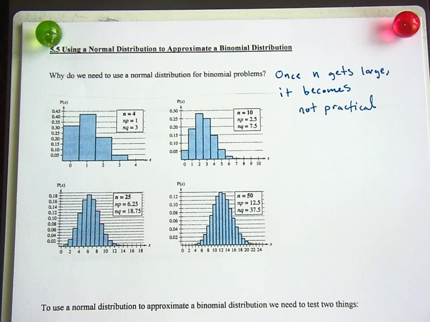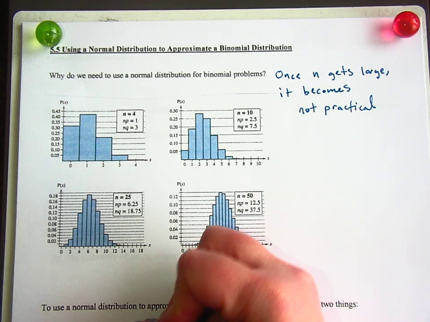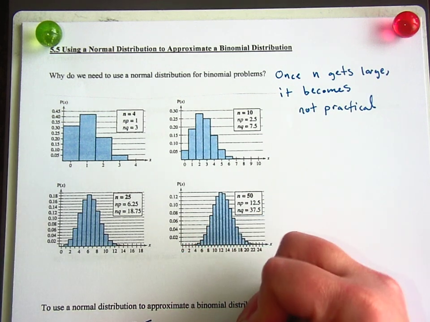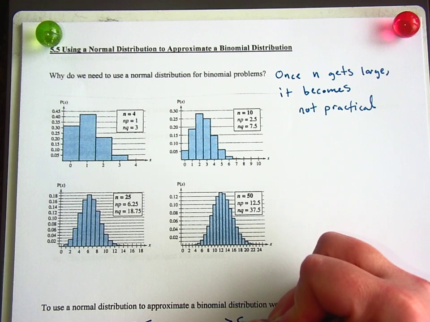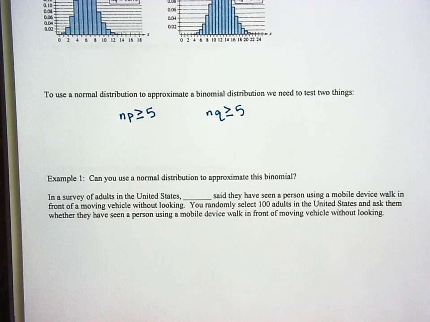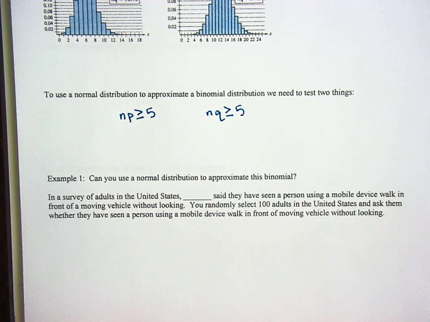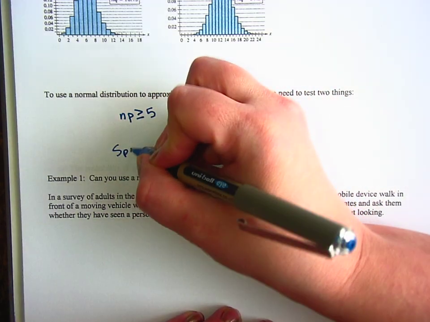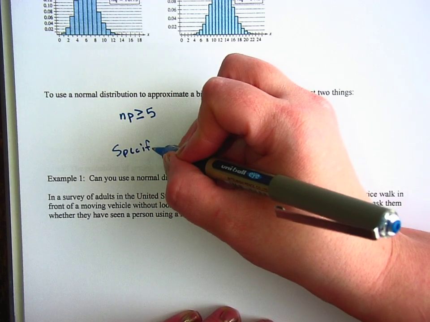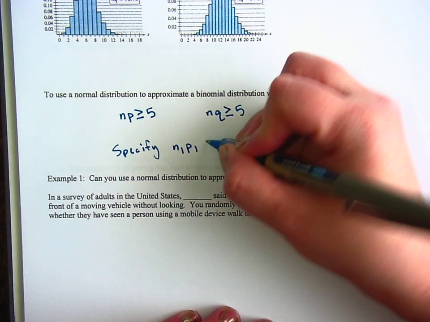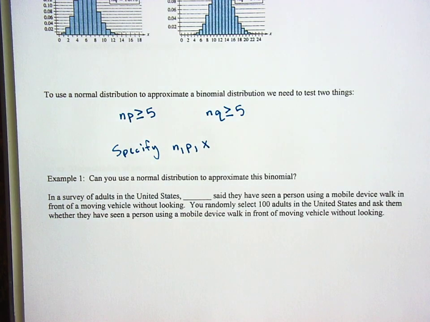So to do a normal distribution with a binomial, we have to test 2 things. The first thing you have to test is that n times p and n times q are greater than 5, p being your probability of success and q being your probability of failure. And you also have to verify that it is binomial. So by that you want to specify n, p, and x to make sure that you know that it is binomial.